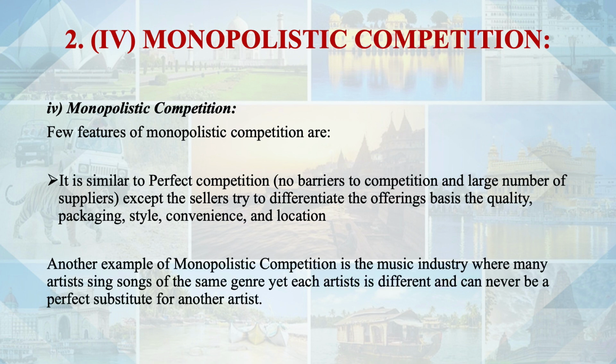Another example of monopolistic competition is the music industry, where many artists sing songs of the same area or the same base. Yet each artist is different from each other and can never be a perfect substitute for another artist. For example, someone who sings classical music and has a certain voice texture cannot be replaced by another artist. We usually identify an artist by their voice.